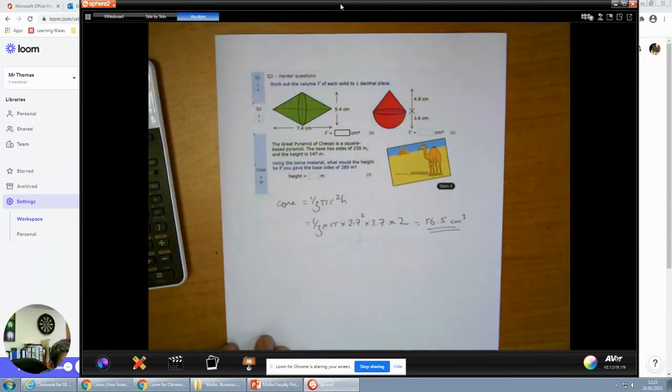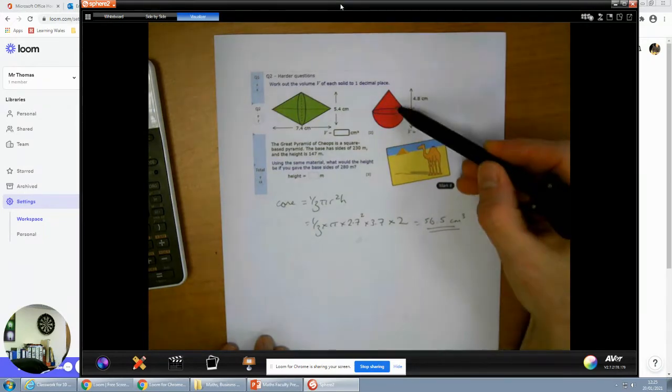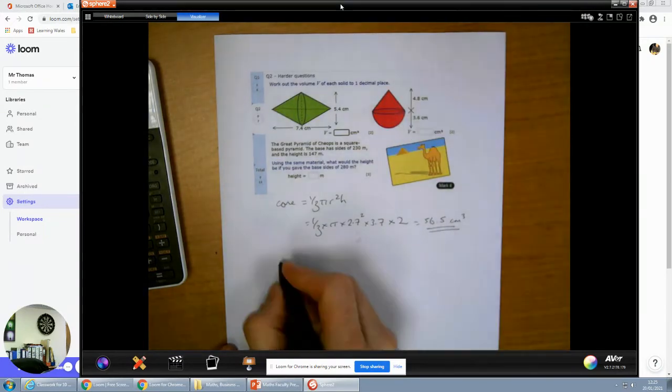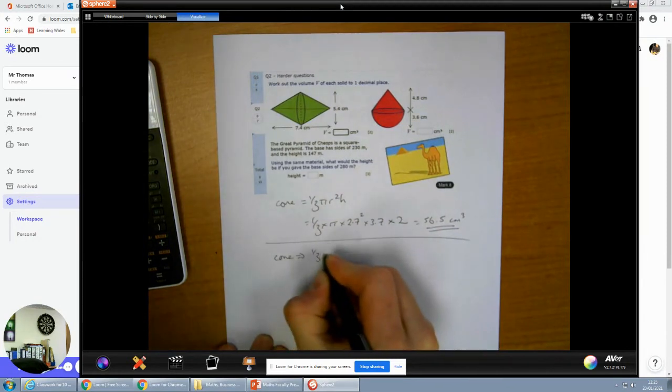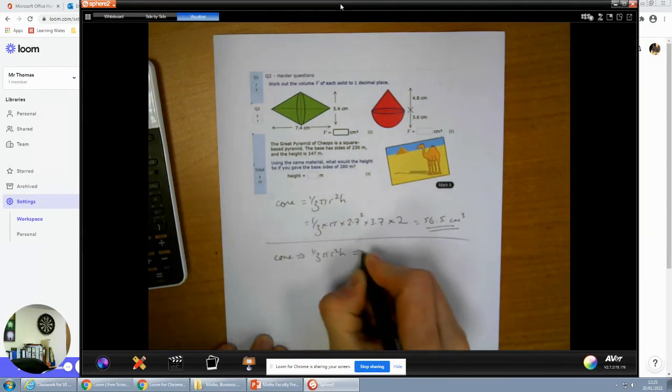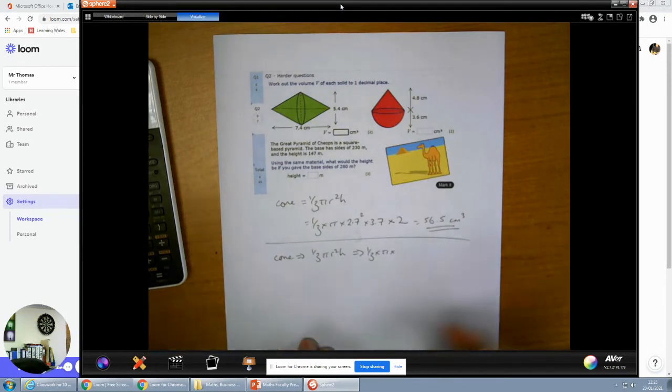The second one, the red one, that's a composite shape of a cone and a hemisphere. So let's do the cone first. The cone, 1/3 pi r squared h. So 1/3 times pi. Right, what's the radius of this?